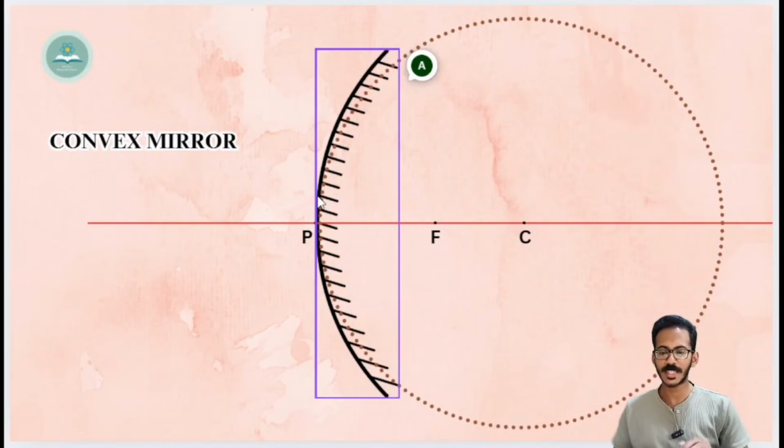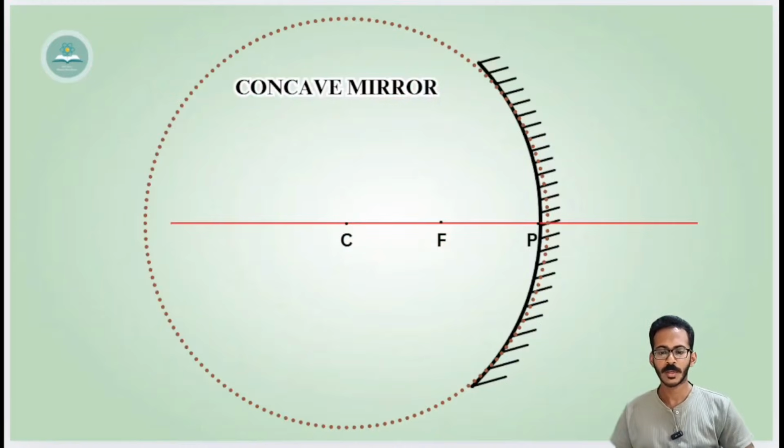Now, we'll just see the main points about these mirrors. Concave and convex mirrors are spherical mirrors, which are a little new to us. So we have some terms which we should study. We'll study the terms related to convex and concave mirrors. So first of all, we'll see the concave mirror.